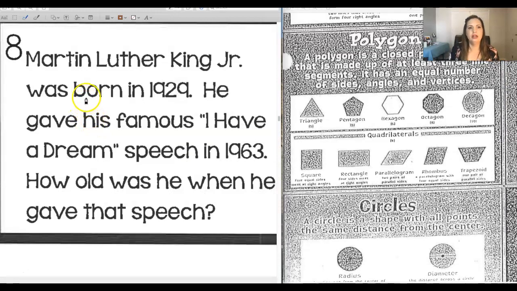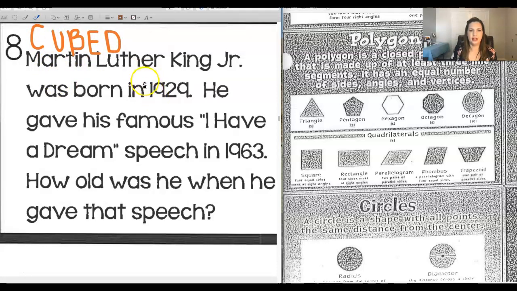Number 8, Martin Luther King Jr. was born in 1929. He gave his famous I Have a Dream speech in 1963. How old was he when he gave that speech? We're going to go ahead and use our CUBED strategy. So C, U, B, E, D.